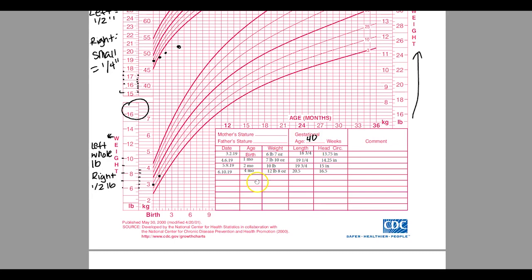So back down to plotting the rest of her weights. She is 7 pounds, 10 ounces. We did that one. 10 pounds on her third checkup at 2 months. And then her 4 month checkup here, she was 12 pounds, 8 ounces. So just above 12, she was at 12 and a half pounds.